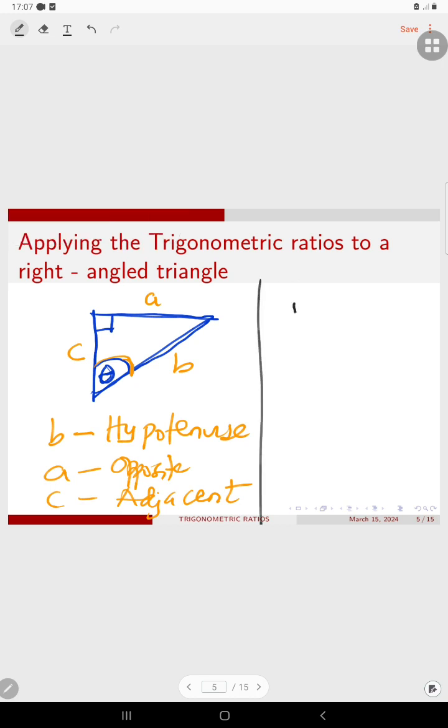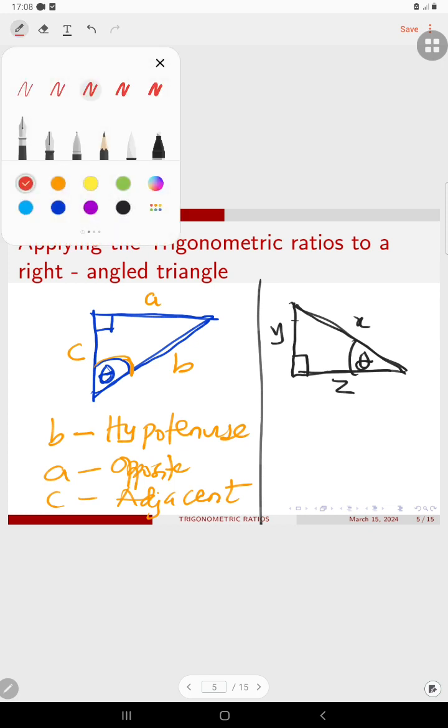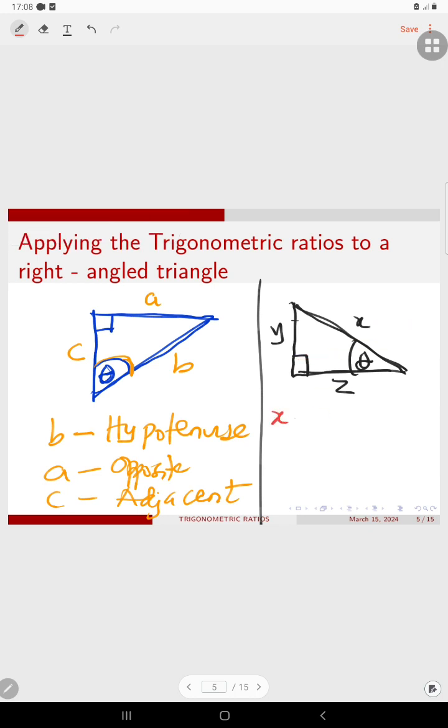Let's have this right angle triangle. Now let me put my theta here. I want us to identify the opposite, adjacent, and hypotenuse. Let's call this side X, this one Y, and this one Z. I'm just using letters to represent them. How do we identify the opposite, hypotenuse, and adjacent? The side facing the 90 is X, so it's the hypotenuse.